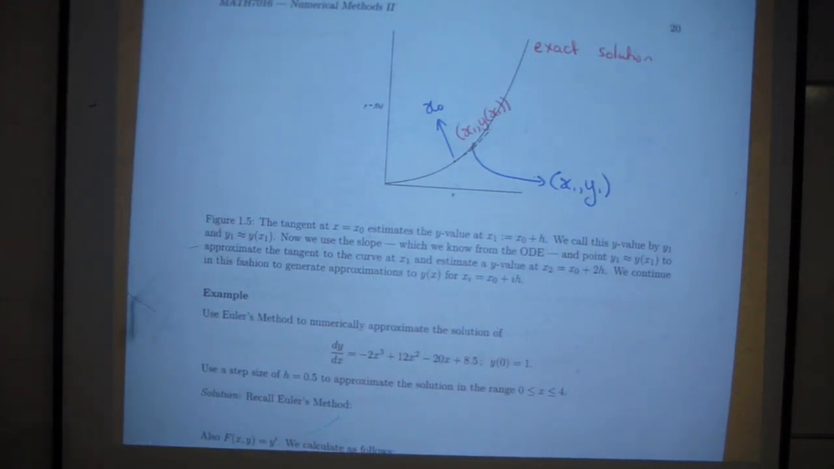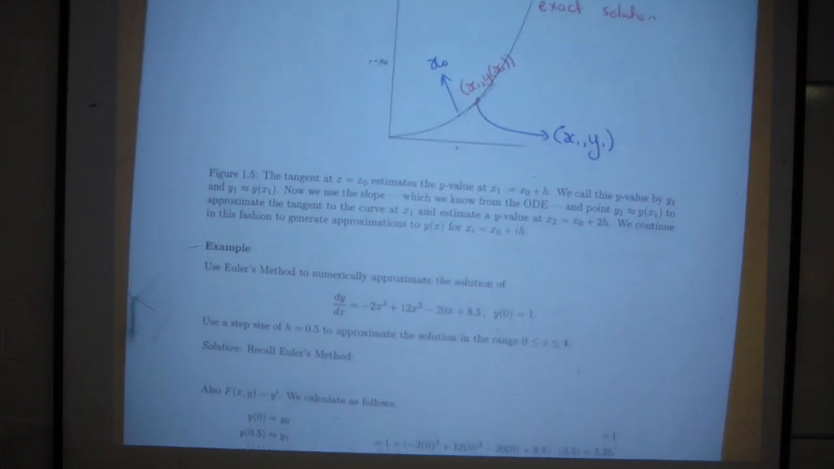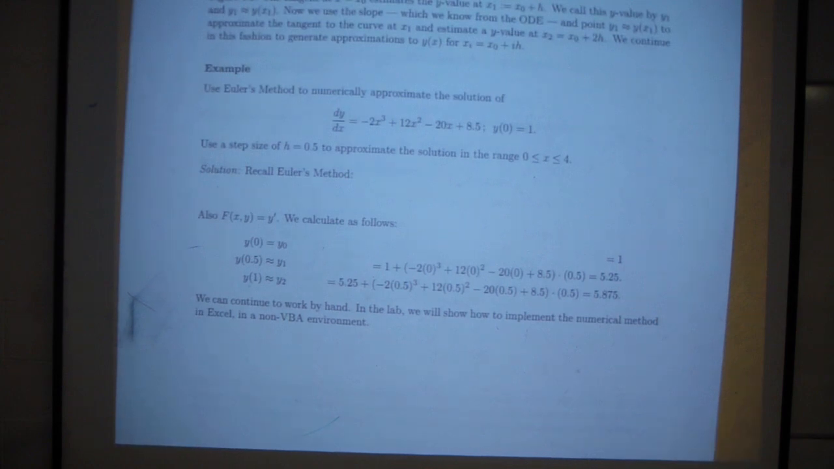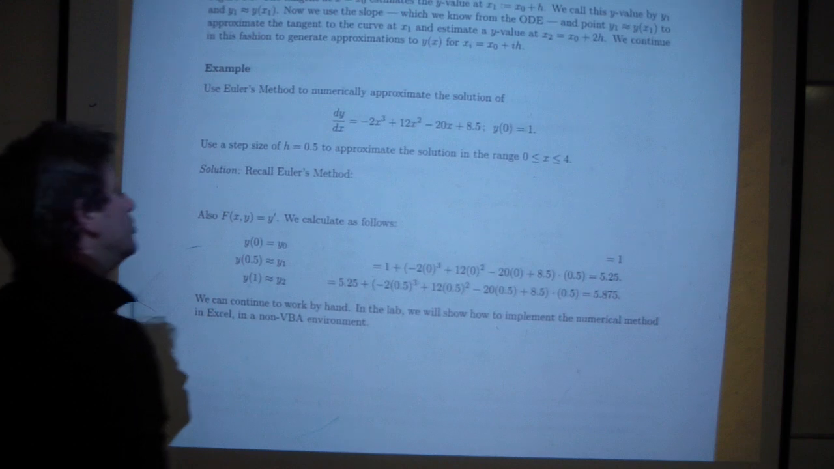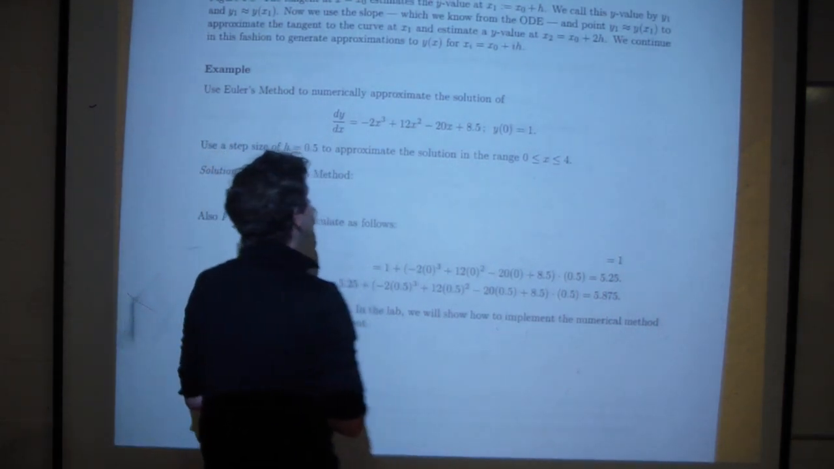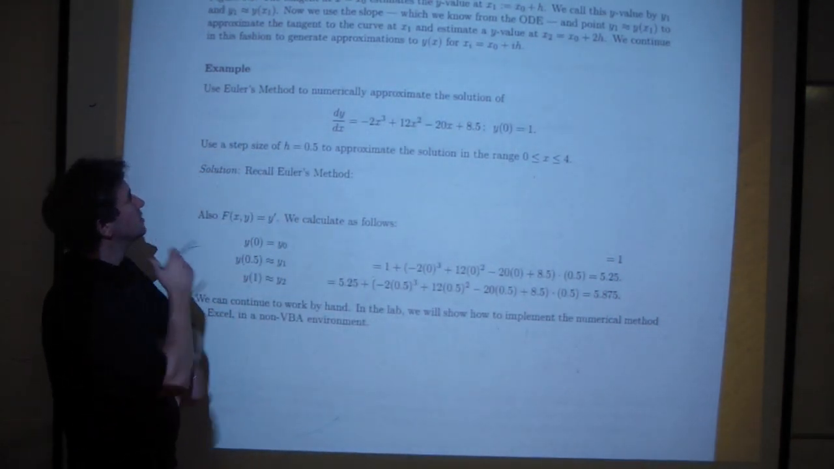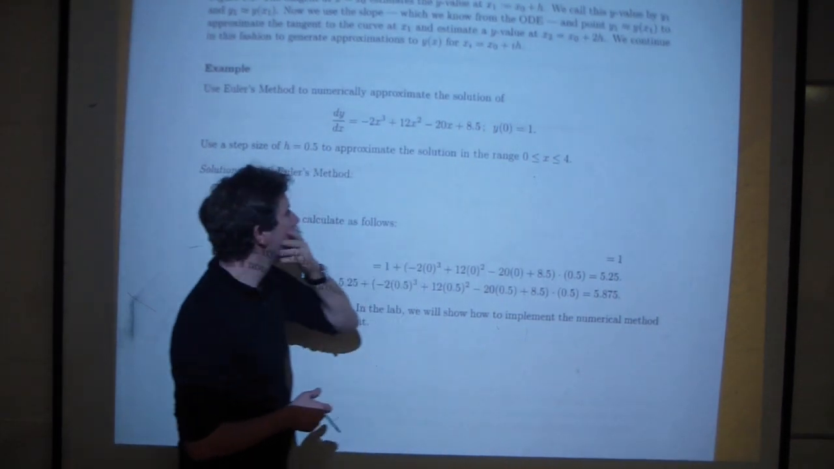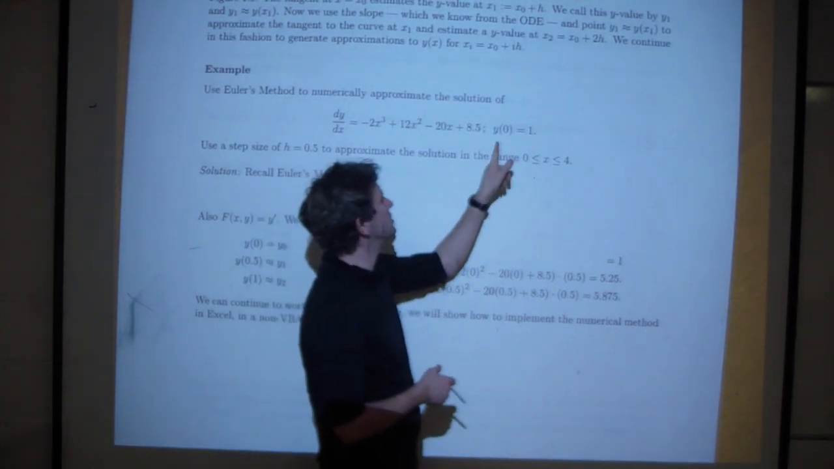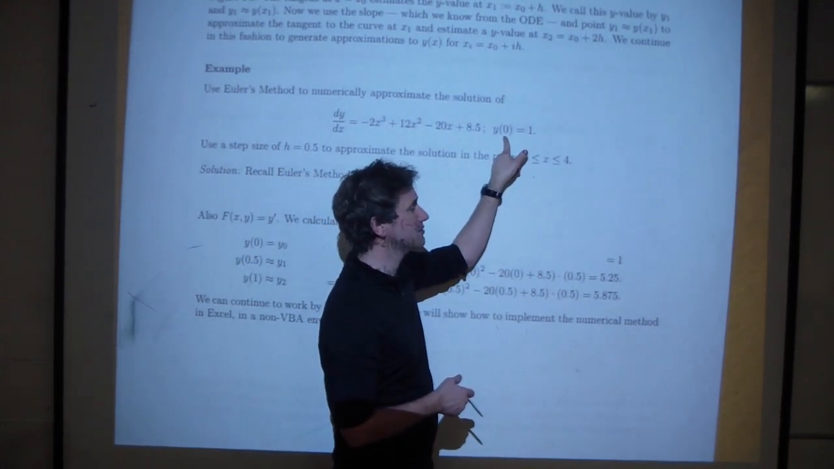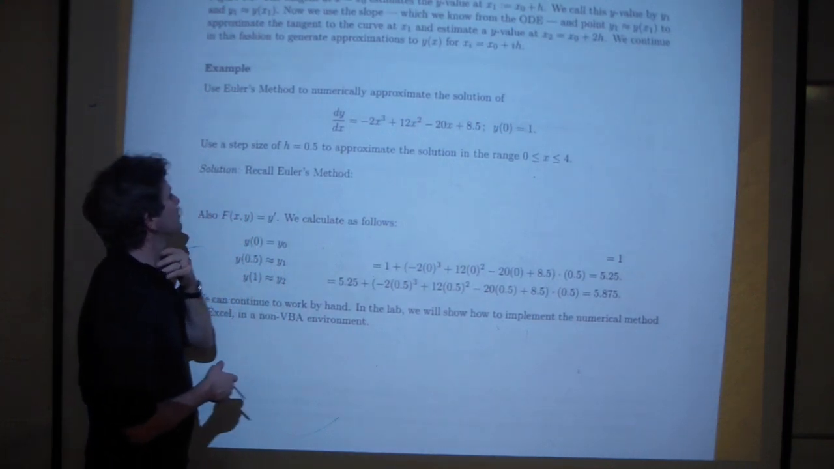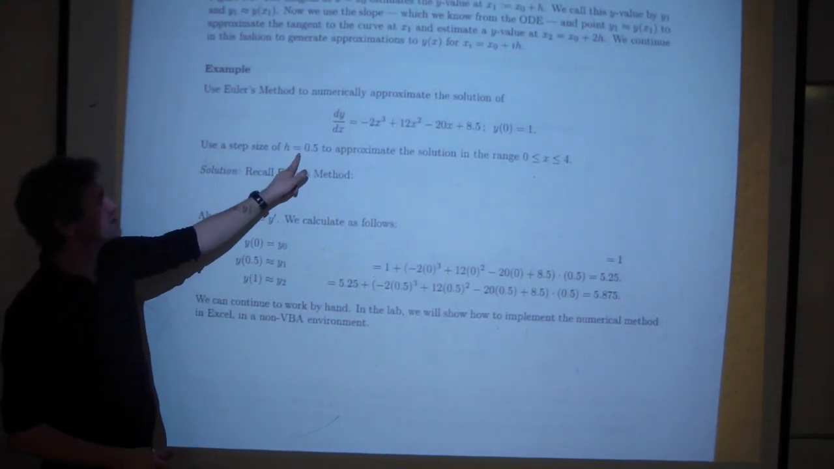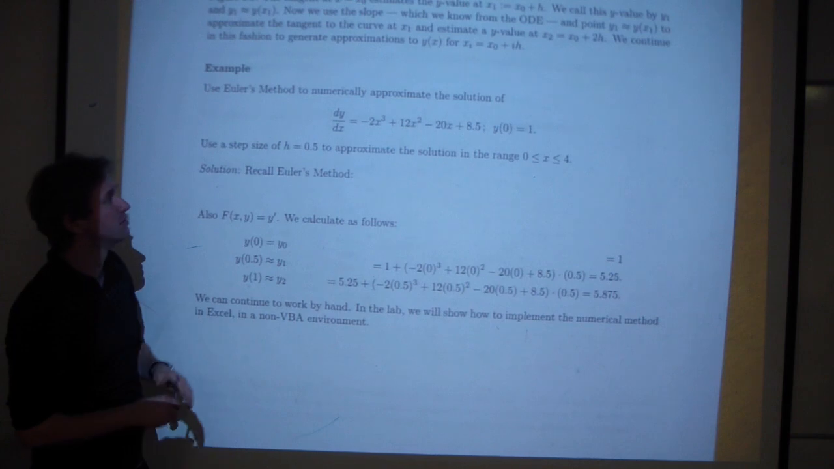Okay, so maybe we should look at a specific example to help us understand what's going on. Here we have a differential equation. Now, as it happens, this can be solved exactly, which is good to analyze the error. It says that the derivative at every point actually just depends on x. There's something good about that. And we know that initially at x equals 0, y is equal to 1. And we're interested in what's going on between 0 and 4. We're going to use a step size of 0.5.